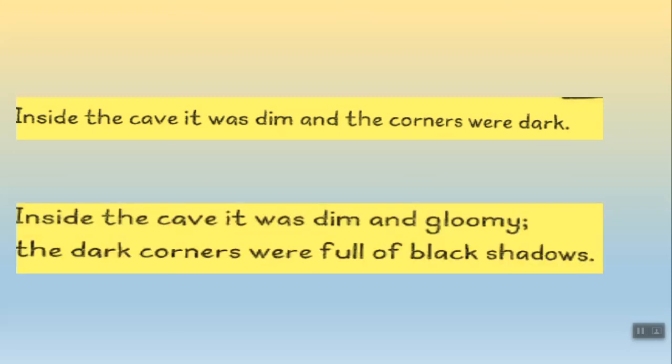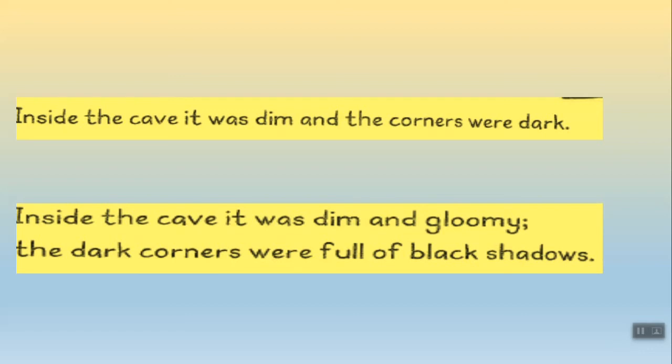Now look at the second sentence. Inside the cave, it was dim and gloomy. Gloomy means dark in a bad way. Look here, we have dark, but here dark in a bad way. Okay? The dark corners were full of black shadows. Very good.